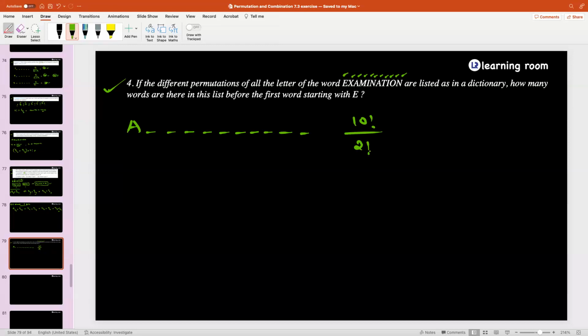What about the N also, sir? N is repeating how many times? 2 factorial. So after this, what should happen? The next set will start with E only. That's it. How many words are there in this list before the first word starting with E? These many are there. Am I right? Yes, sir.